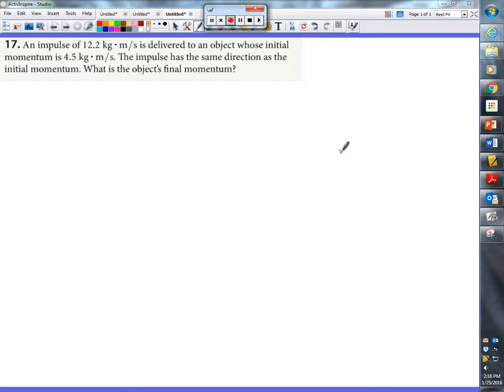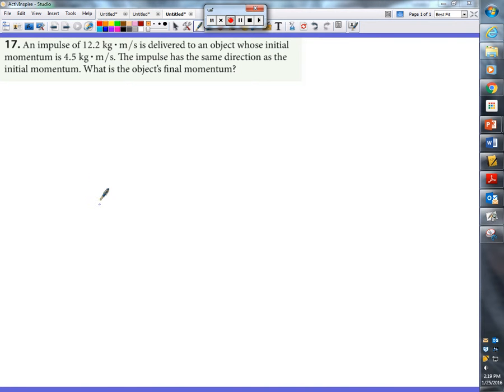17. An impulse of 12.2 kilogram meters per second is delivered to an object whose initial momentum is 4.5 kilogram meters per second. The impulse has the same direction as the initial momentum. What is the object's final momentum?